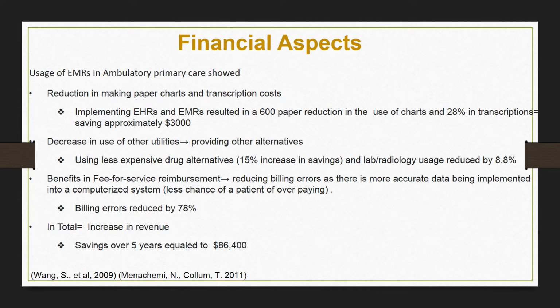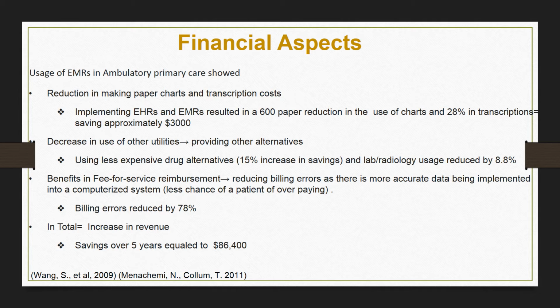The use of electronic health records has been proven to be financially beneficial for a variety of reasons. Usage of an EMR in ambulatory primary care showed that there was a reduction in making paper charts and transcriptions. In general, making a paper chart or a transcription costs $5. However, using an EHR or an EMR resulted in a reduction of 600 paper charts, as well as a reduction of 28% for transcriptions, thus saving the healthcare facilities $3,000 per year.